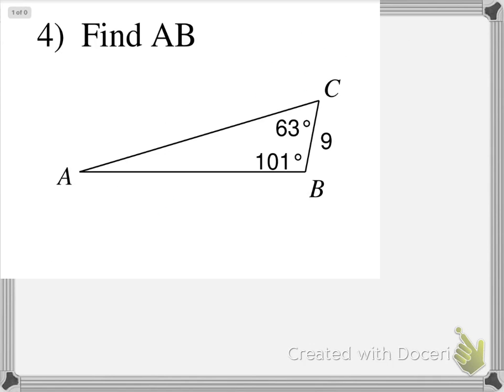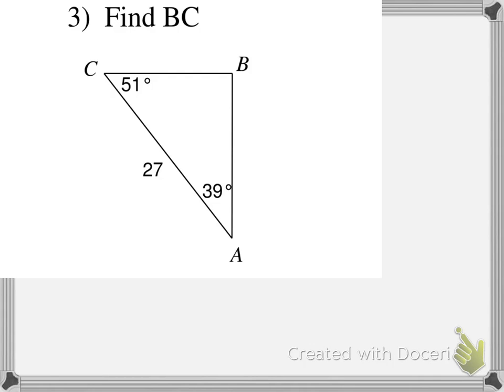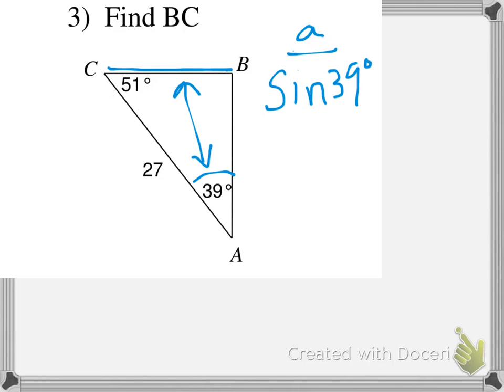We'll continue on. Problem 3. Again, looking for that opposite relationship. I do see that I need to solve for BC. That's going to be this side right here, which is opposite of angle A over here. Again, we see that opposite relationship. I'll say side a because it's opposite of A, over the sine of 39 degrees is going to be set equal to, and I know I have to use the 27, which is right here.